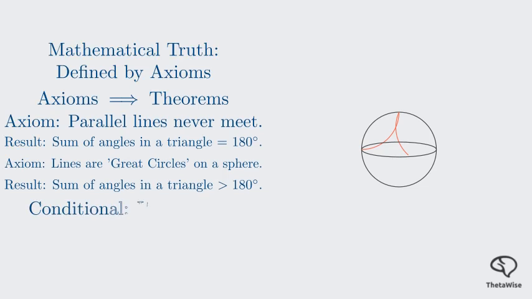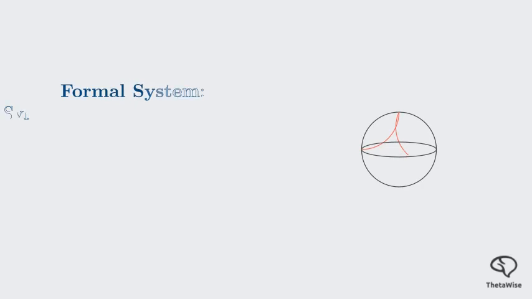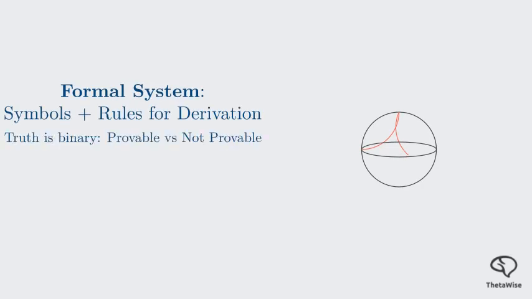If these axioms are true, then this conclusion must follow. We call this a formal system. In these systems, truth is binary. A statement is either provable or it is not, and it is exact. Unlike the real world, there is no probably in a mathematical proof.